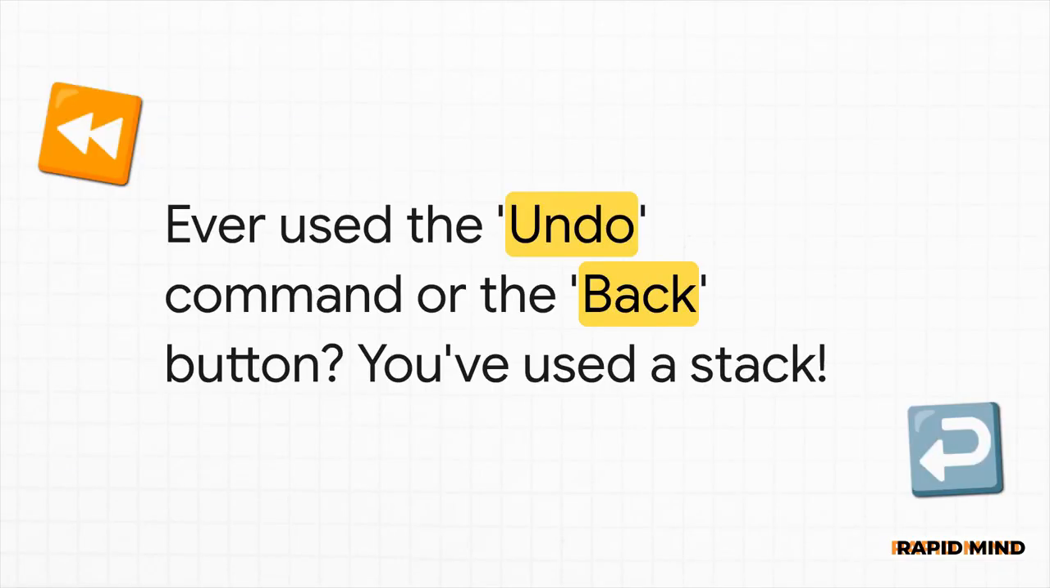So where would you even use this? Oh, you use it all the time. Every single time you hit undo in a document, you're using a stack. Each thing you do, typing a word, deleting a sentence, gets pushed onto a stack. When you hit undo, the very last thing you did gets popped right off the stack and reversed. Your browser's back button? It works the exact same way.